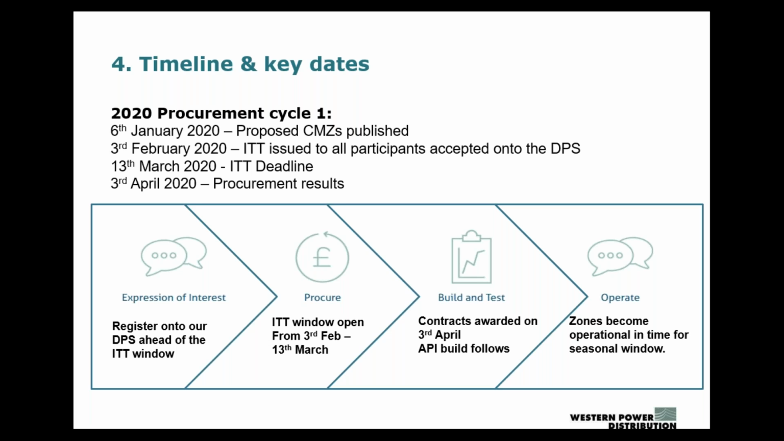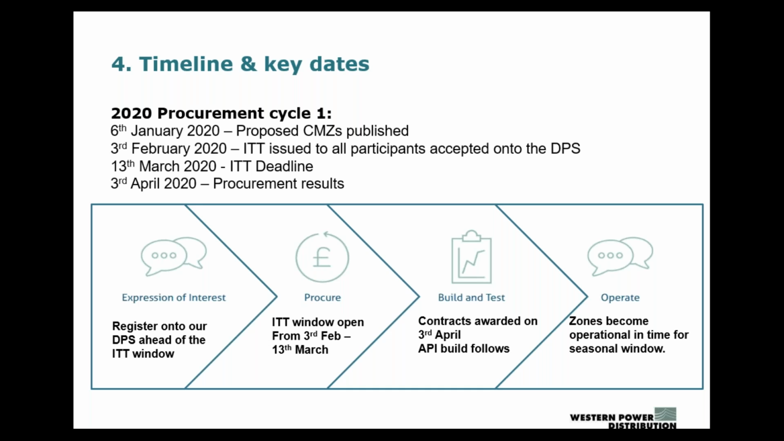So just lastly, we are in an active procurement cycle at the moment. We released the details of those 42 zones I mentioned earlier on the 6th of January. So anyone who is interested has until the 13th of March to respond to the invitation to tender. As I said, you'd need to be registered onto our DPS in order to do that. So that can be done at any time, but ideally that would be done ahead of the ITT window opening, so that there's plenty of time for you to complete the ITT documentation once that's sent over to you.